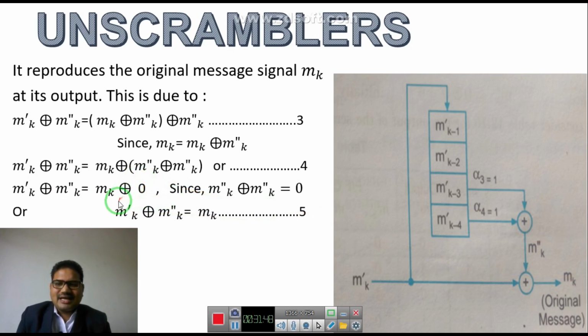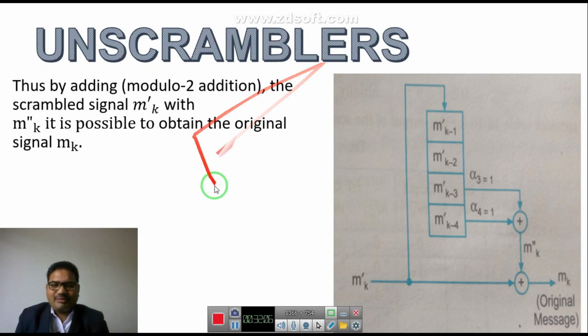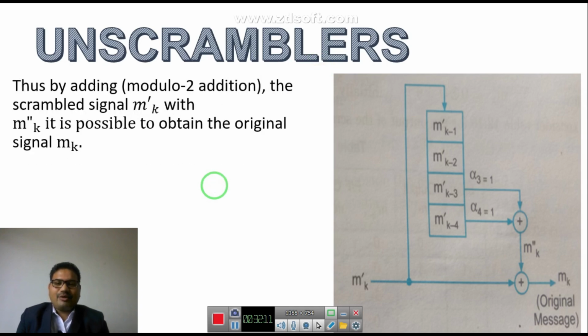So this is our final equation, that is m dash k modulo 2 added with m double dash of k, which is nothing but your m of k. So thus by adding, with modulo 2 addition, the scrambled signal m dash k with m double dash k, it is possible to obtain the original signal m of k.